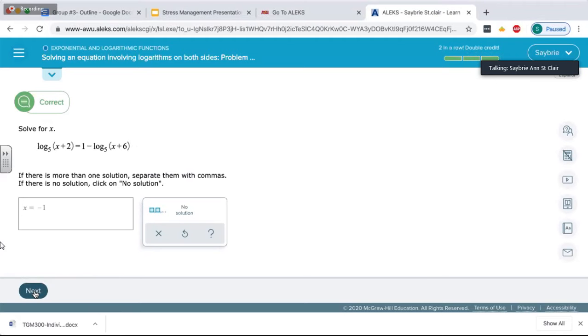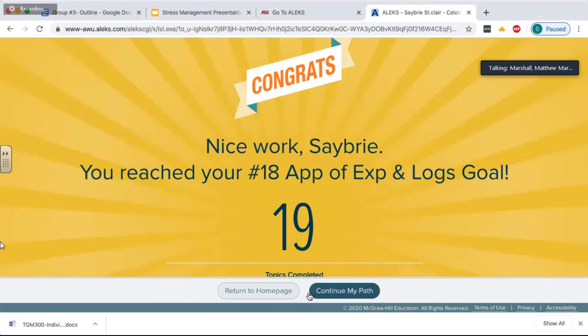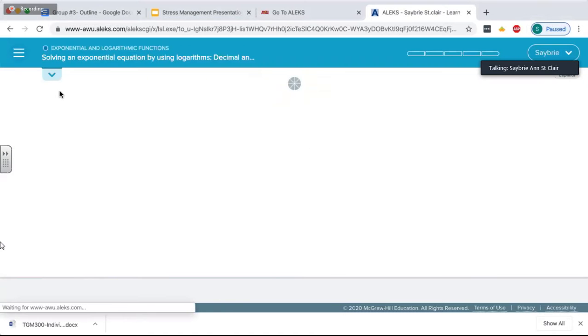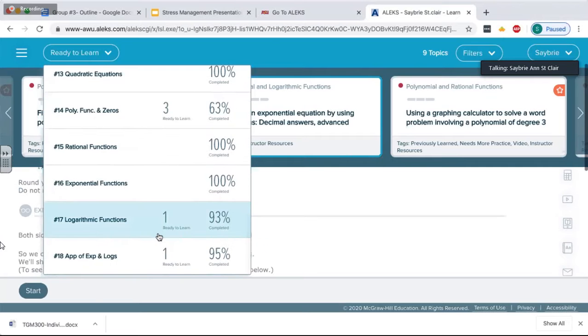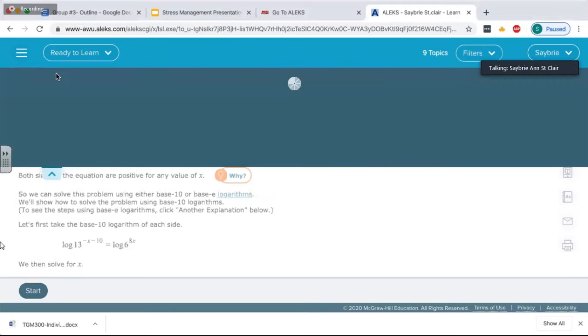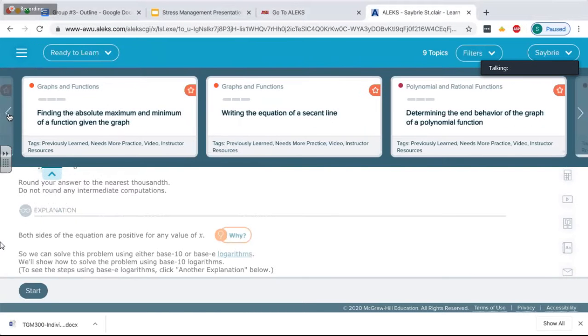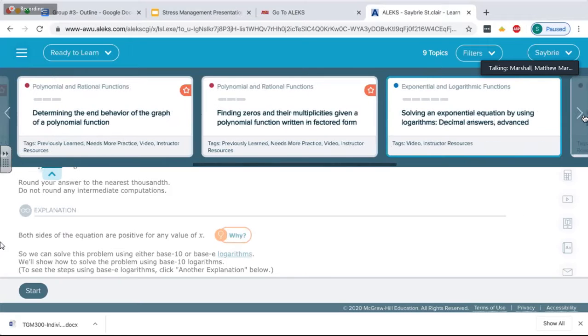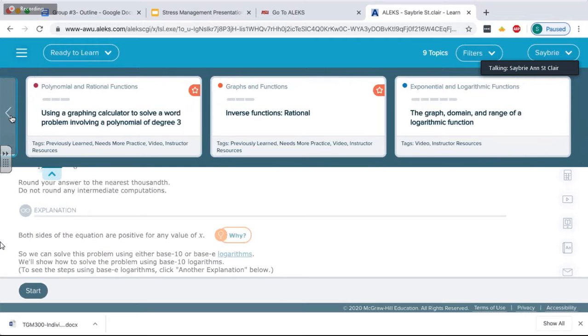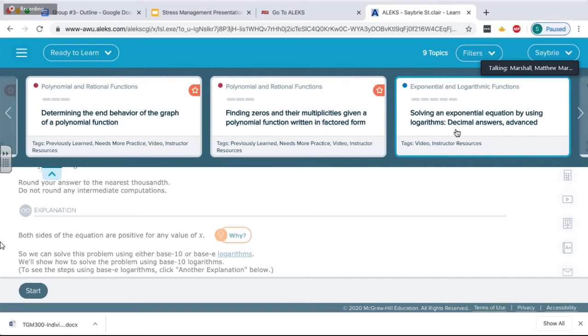Yeah, those are very intense. What happened? Oh, what happened? Previously learned. That one, exponential log functions.